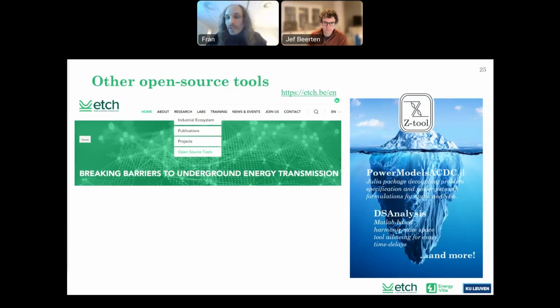You can find PowerModels ACDC, which is a Julia package. You can find DSA analysis, which allows you to model systems in a harmonic state space manner in MATLAB, and many more things that will be coming up. Also, some of the simulations or results that you have observed were done with a Julia package that will also be published in the upcoming weeks to perform frequency domain analysis, in this case with analytical models, that will also be open source.